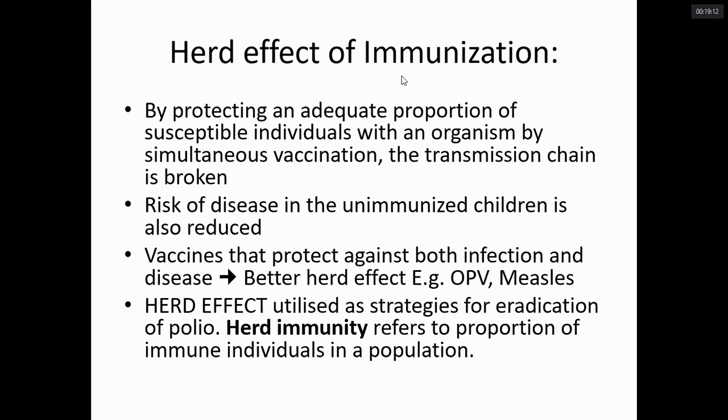So what is herd effect? We get herd effect after giving oral polio vaccine or measles vaccine. This is when a certain number of people are immunized with the vaccine, and then the risk of disease in the unimmunized population is also reduced. That is herd immunity. By protecting an adequate proportion of susceptible individuals by simultaneous vaccination, the transmission chain is broken. And this diminishes the risk in the unimmunized population also.